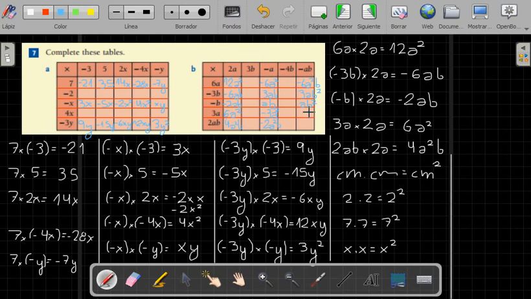Positive multiplied by negative is going to be negative. There is only one number, the 3, the a, it's repeated 2 times. A times a, it's a squared, and the b, it only appears once. Finally, no numbers. Okay, don't forget, positive multiplied by negative is going to be negative 2. There are 2 a's. A times a, it's a squared, and there are 2 b's. B times b, it's b squared.